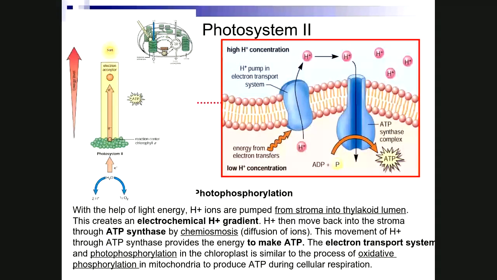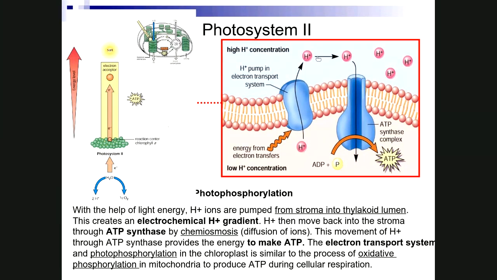Again, let me explain this whole process one more time. We have photosystem 2. In photosystem 2, electrons are excited. They are moved on to this particular enzyme here. This is a pump, and this pump can move hydrogen ions from the stroma into the lumen.